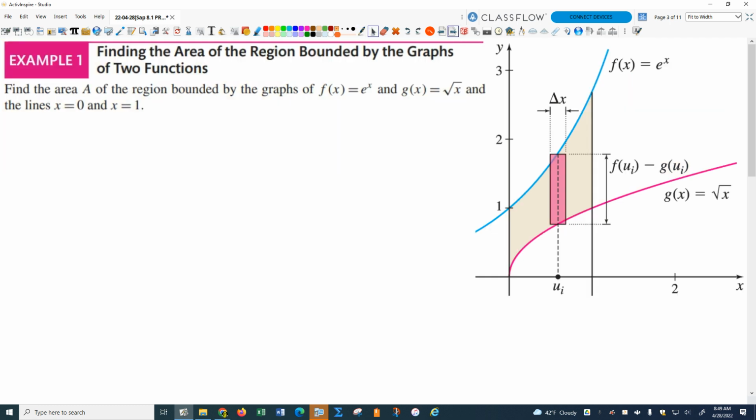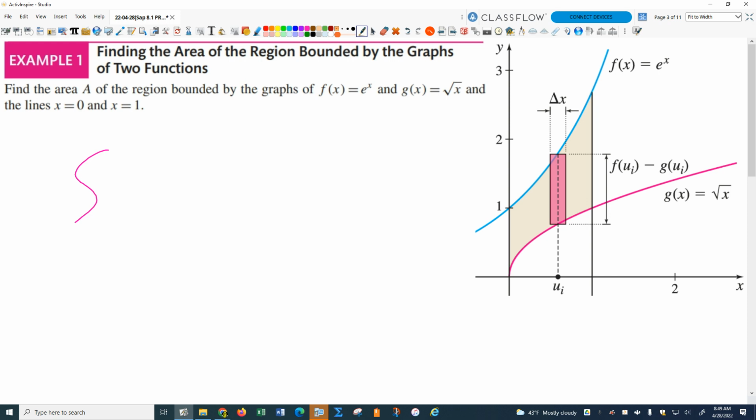So let's set one of these up then. If we wanted to, how am I going to set up this integral? If I want to add up the area of the region bounded by f of x equals e to the x and g of x equals the square root of x from 0 to 1, what's that going to look like? Integral of what? What's that going to be?